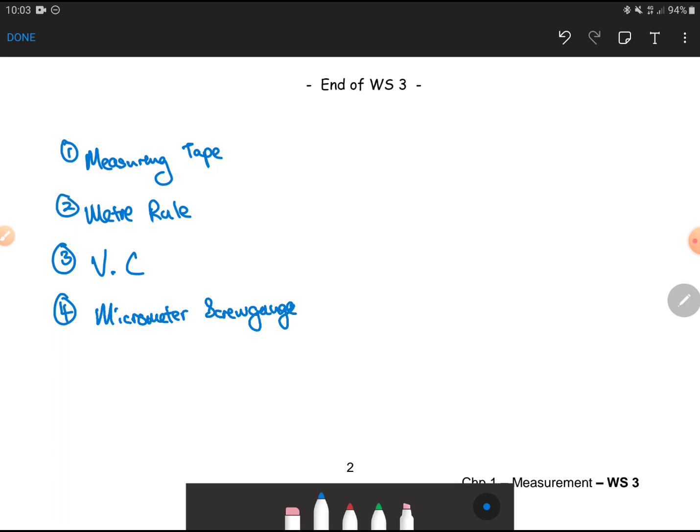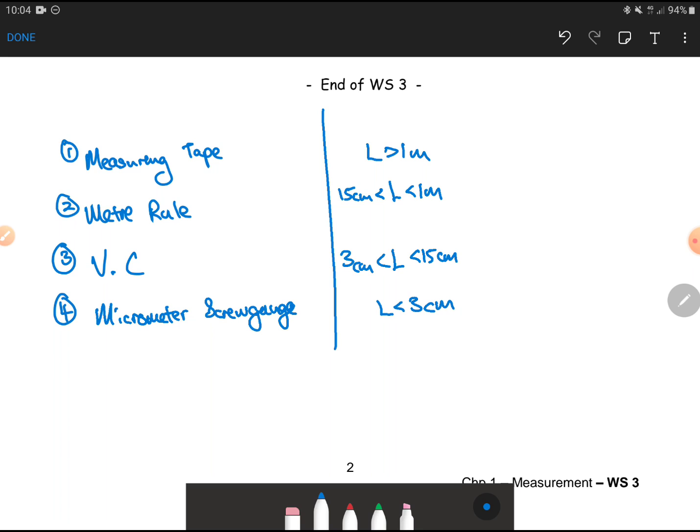Now, these equipment are all used to measure different lengths. For example, the measuring tape we usually use for lengths above 1 meter. And then for the meter rule, of course, it is for lengths less than 1 meter because the meter rule is only 1 meter long, but usually more than 15 cm. Your vernier caliper is used for lengths less than 15 cm, but roughly more than 3 cm. And your micrometer screw gauge is used for things less than 3 cm. Again, this is a rough guideline for us to understand.